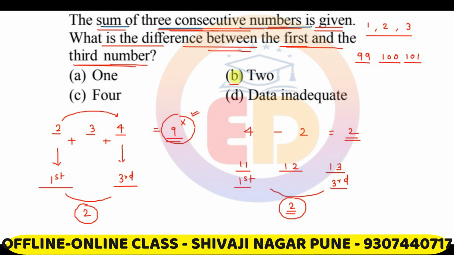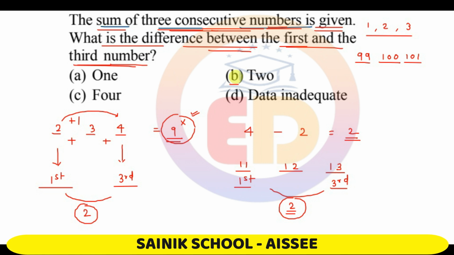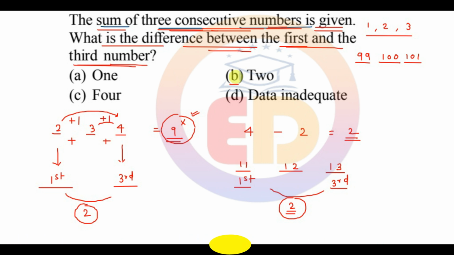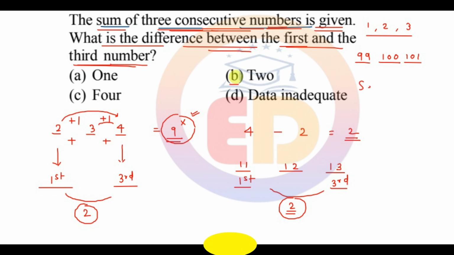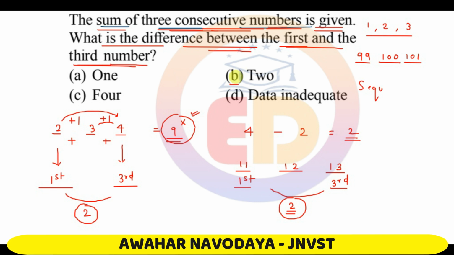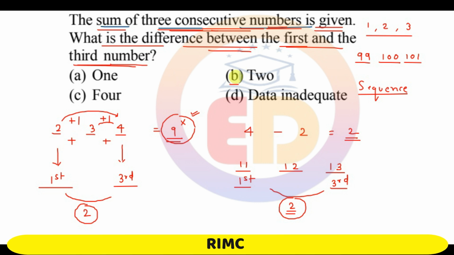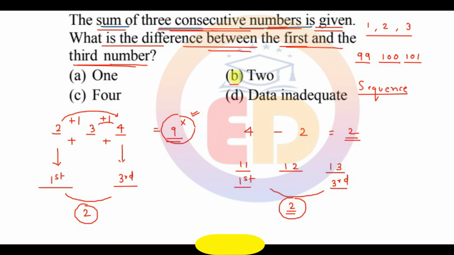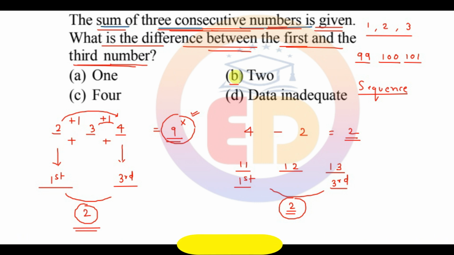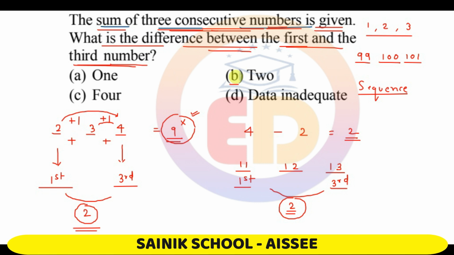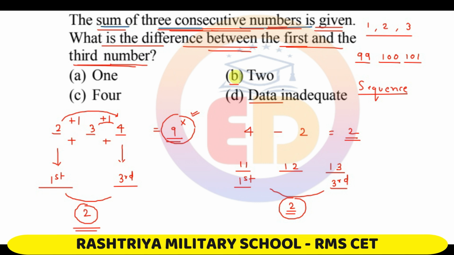because the first number and the second number will be increased by 1, and the second and the third number will also be increased by 1 when we are talking about consecutive numbers. Consecutive numbers are numbers in a sequence, meaning they keep increasing by 1, and so the increase between the first and third number will be 2, and their difference will always be 2. I hope the question is clear to everybody. Here, option 4, data inadequate, is just given to confuse us. Our answer is option number B.